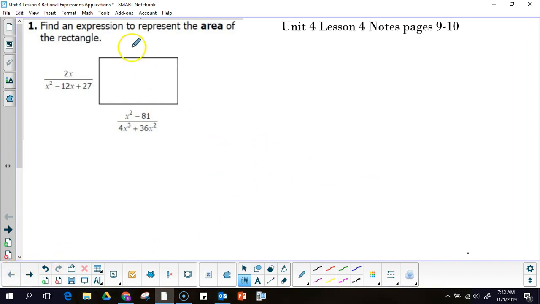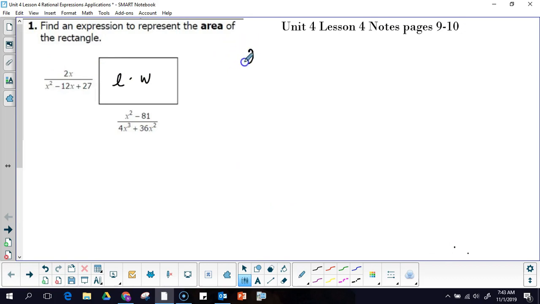Okay, so number 1 says find an expression to represent the area of the rectangle, and if you remember, area of a rectangle is length times width, which would mean that we would be multiplying this expression times this expression. I'll tell you what we're going to do. As we write this expression, we are going to factor some things as we go.